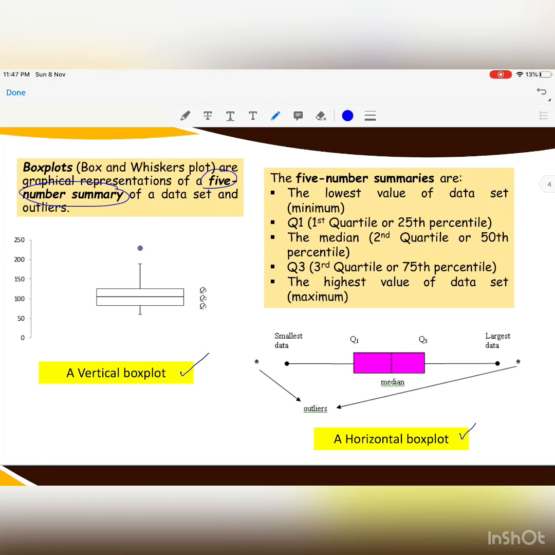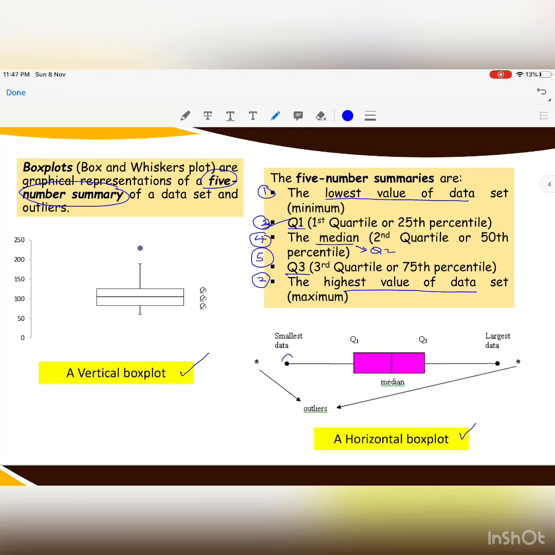So what are the 5 number summaries here? The first one, you need to find the lowest value of the data. Then you also need to find the highest value of the data. And you also need to calculate Q1, Q2 and Q3. The median is Q2. So these are the 5 number summaries you must have before we draw a box plot.